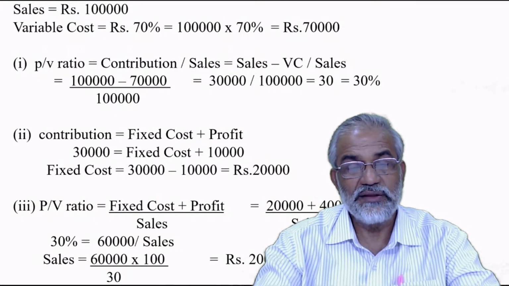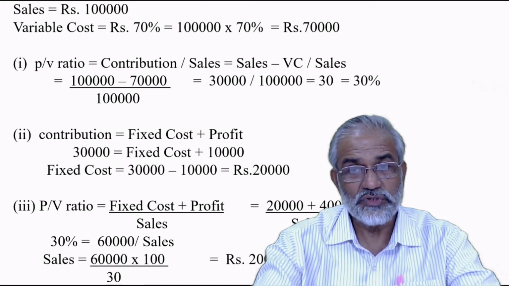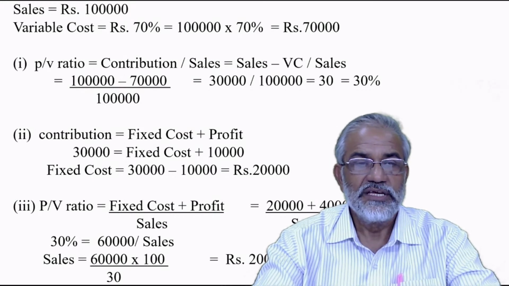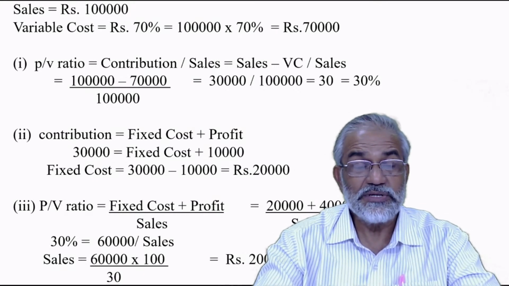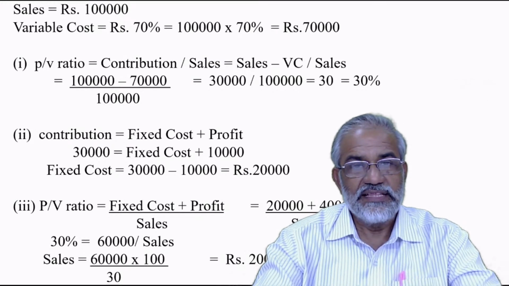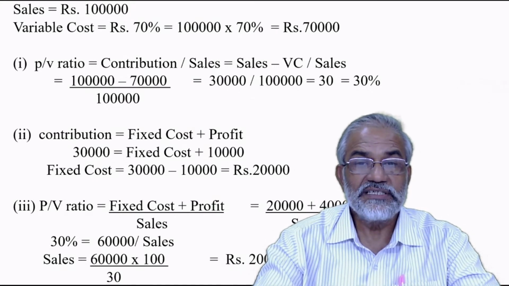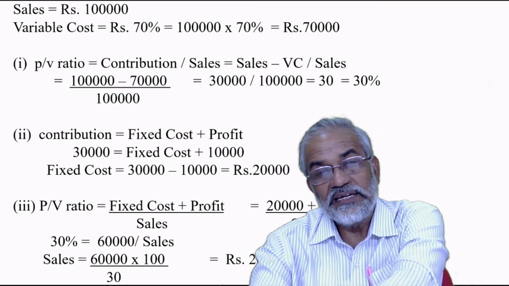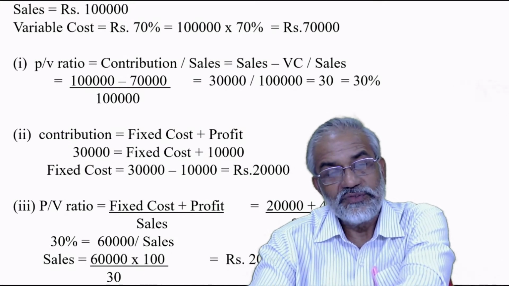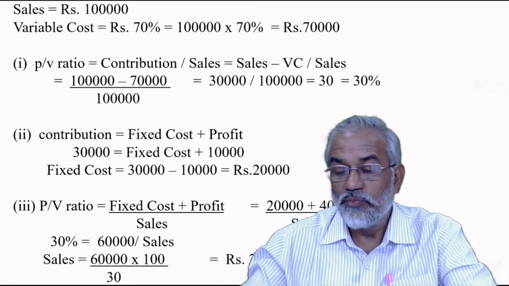Contribution divided by sales is the PV ratio, and sales minus variable cost is the contribution. So sales minus variable cost, whole divided by sales, would be the PV ratio. Here sales is equal to 1 lakh and the variable cost is 70,000, being 70% of the total sales, and this has to be divided by sales. Sales is again 1 lakh. So 1 lakh minus 70,000 comes to 30,000, and 30,000 divided by 1 lakh comes to 30%. So the PV ratio is 30%. That is the profit volume ratio.